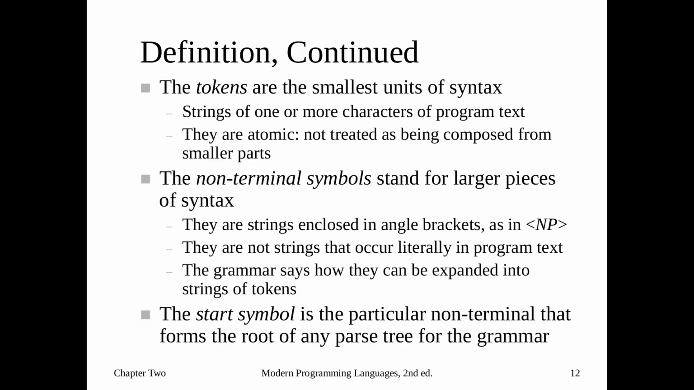So tokens are the smallest units of syntax. They're strings of one or more characters of program text. They are atomic. They can't be composed of smaller parts, right? That's why they're leaves of the tree. The non-terminal symbols are larger parts of the syntax, right? These are things that appear in angle brackets. They're not strings that occur literally in the program, but rather are expanded into strings of tokens. So that's the interesting part. That's why these are the internal parts of the tree, right? And then possibly the root, right? That's what the start symbol is. It's the non-terminal symbol that forms the root of any parse tree for the grammar.